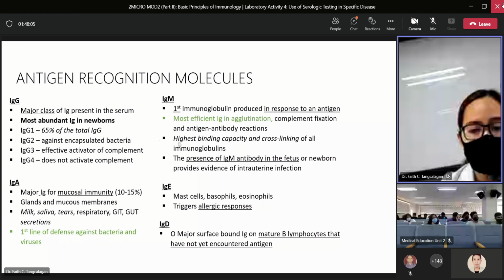And it has the highest binding capacity and cross-linking of all immunoglobulins. So of course, because you're the first one to be produced, you should be the one to have the highest binding capacity, right? You have to make sure that you induce a lot of mediators or inflammation or anything that can attract neutrophils and macrophages to that site. So that's the purpose of your IgM.